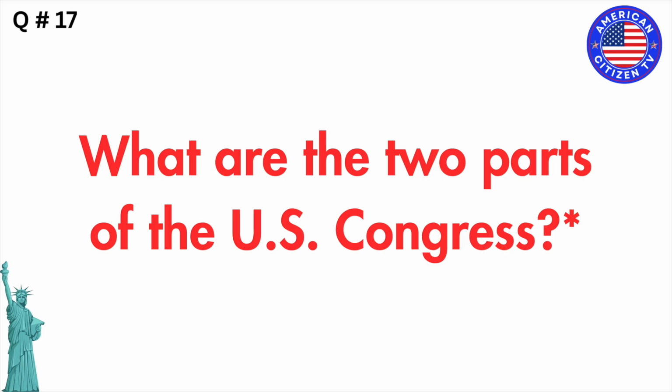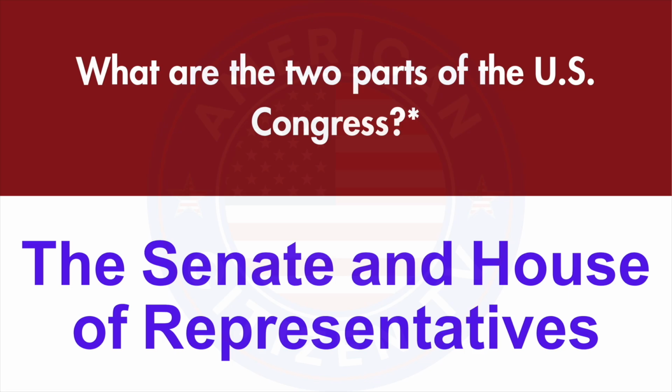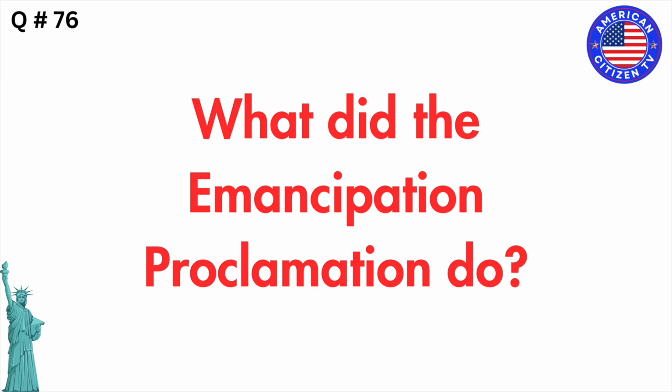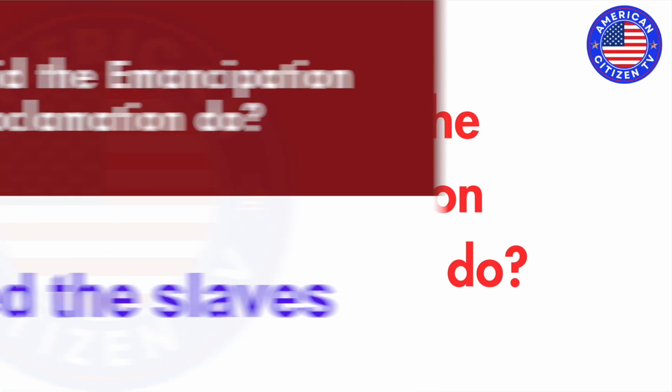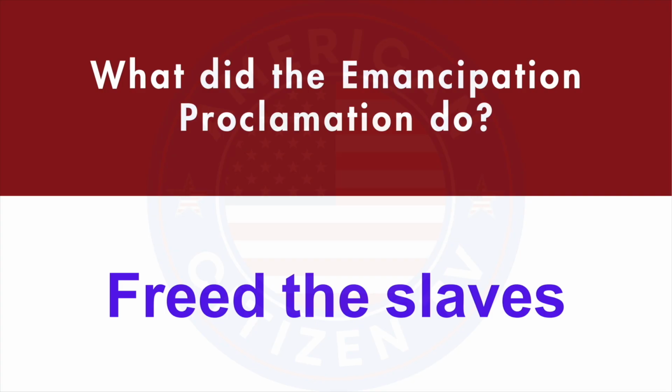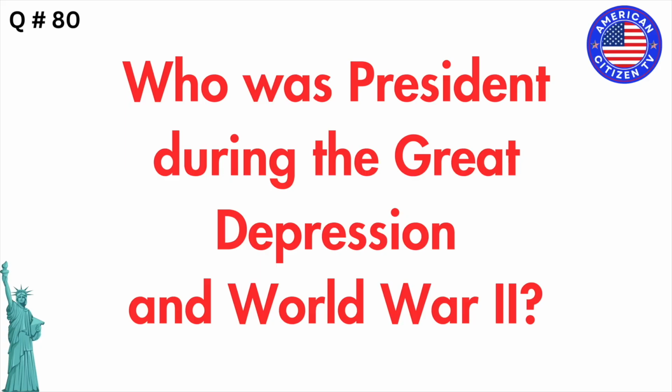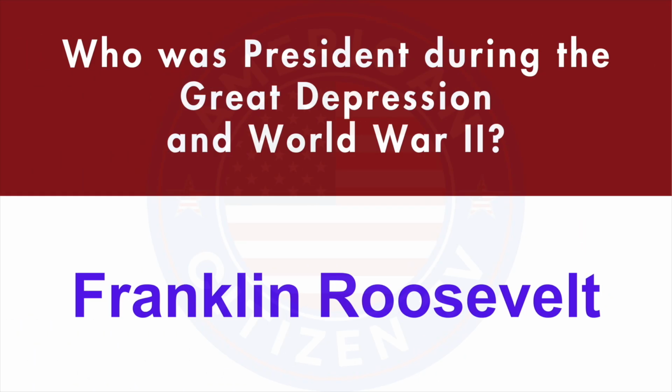What are the two parts of the U.S. Congress? The Senate and House of Representatives. What did the Emancipation Proclamation do? Freed the slaves. Who was president during the Great Depression and World War II? Franklin Roosevelt.